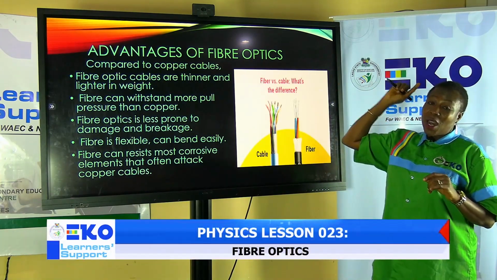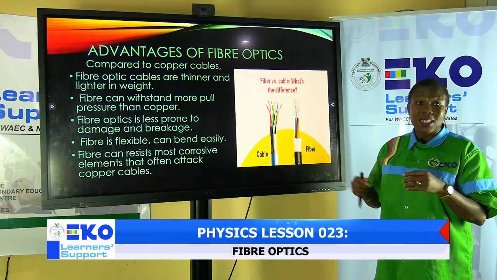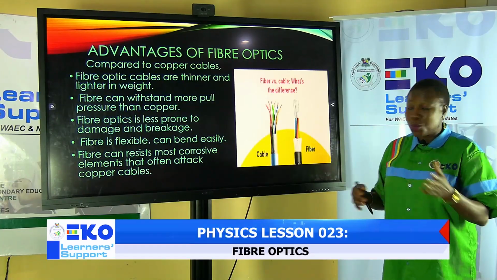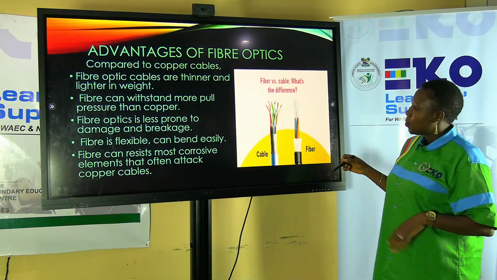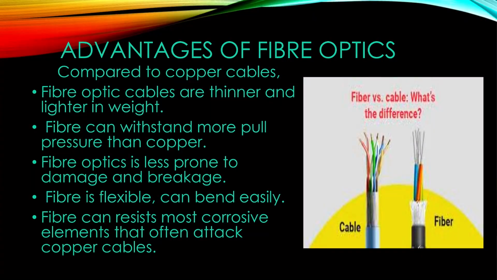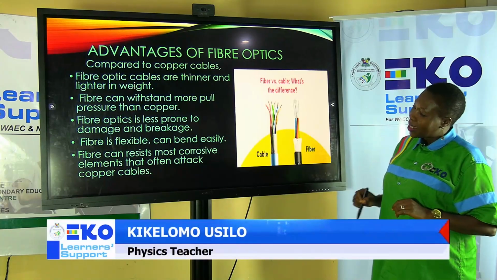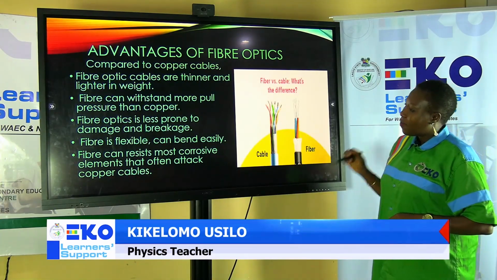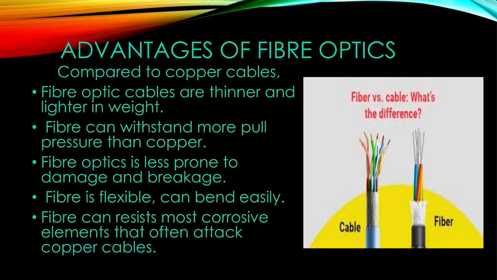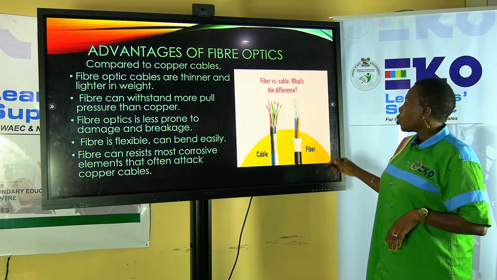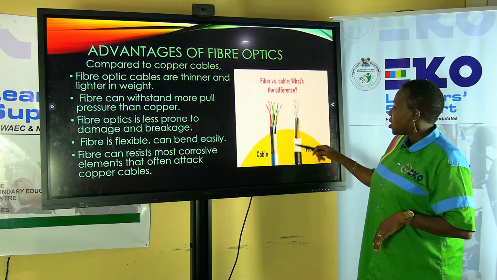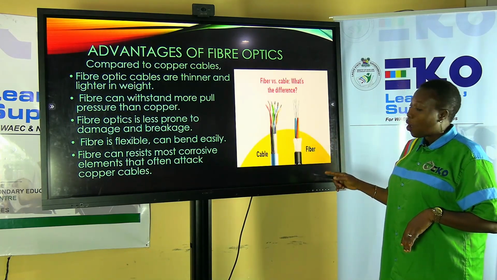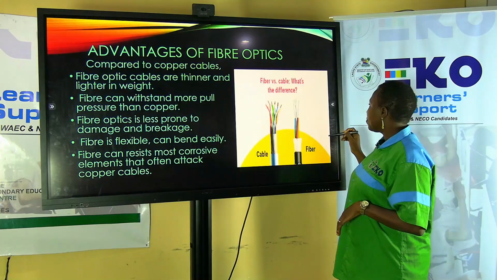When you have your antenna up wherever it is, they can easily drag it and pass it through where you need it to get to. Fiber optics is less prone to damage and breakage. Fiber is flexible and can bend easily compared to copper. Fiber can resist most corrosive elements that often attack, such as copper cables. So these are the differences and the advantages of fiber over copper cable.